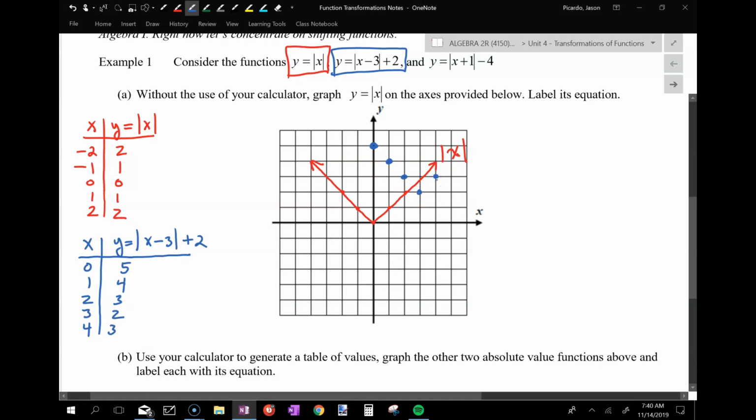All right, so there's our points, and I think you can see what the shape is going to take. It's going to take on this shape. Boom. And that was the absolute value of x minus 3 plus 2.